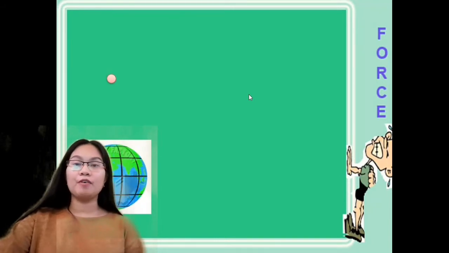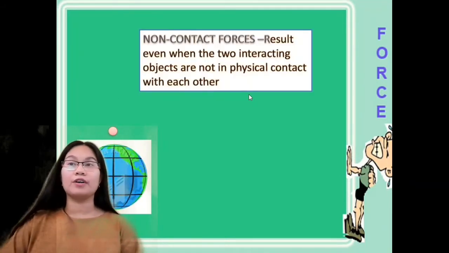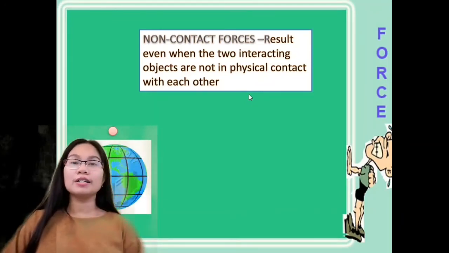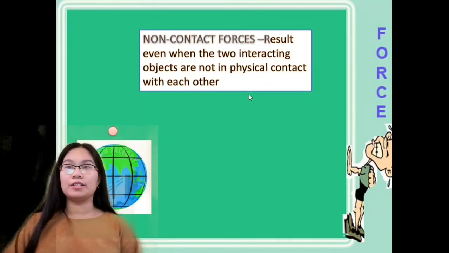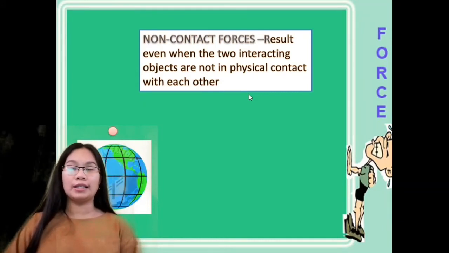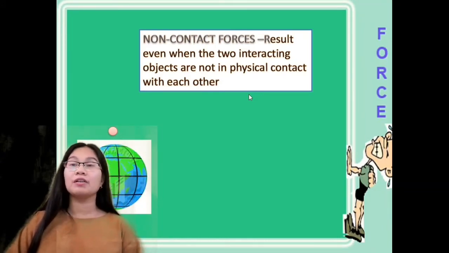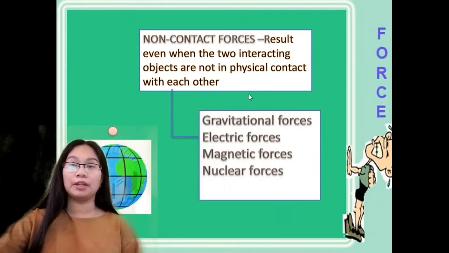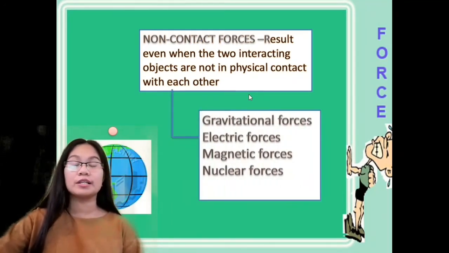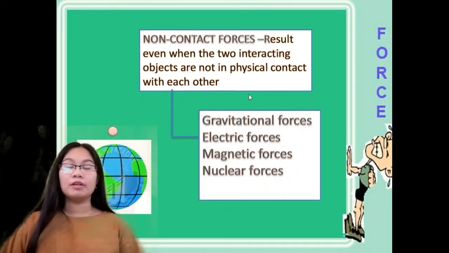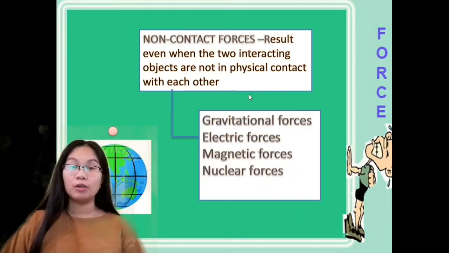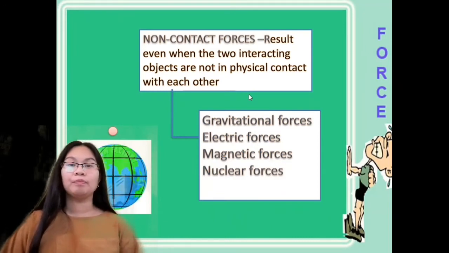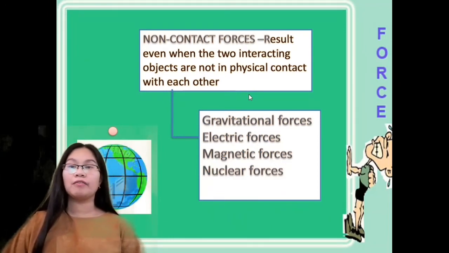Okay, another type of force is the non-contact forces. These result even when the two interacting objects are not in physical contact with one another. So here are examples of non-contact forces. We have gravitational force. For example, you jump. There's no contact between the earth and you, pero the gravitational force is still exerted on you. So that is a non-contact force.